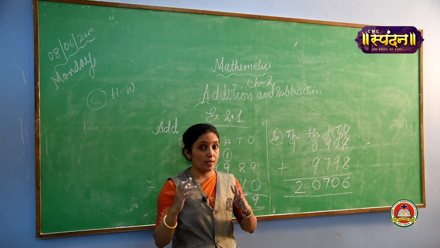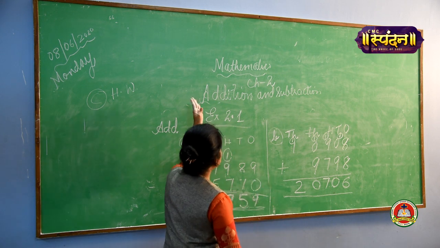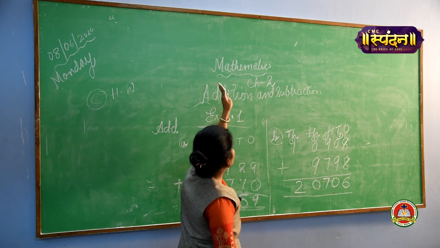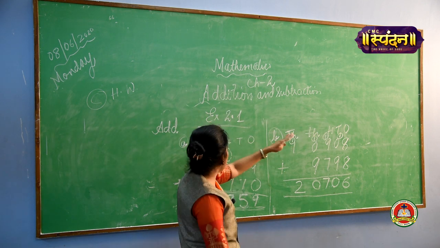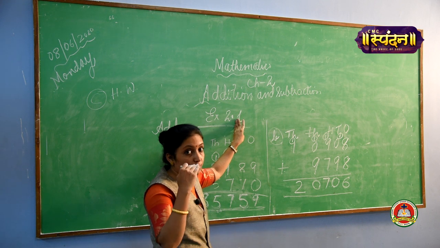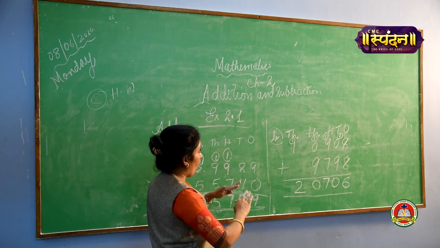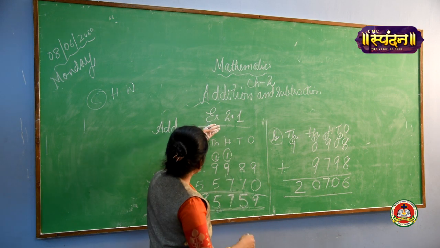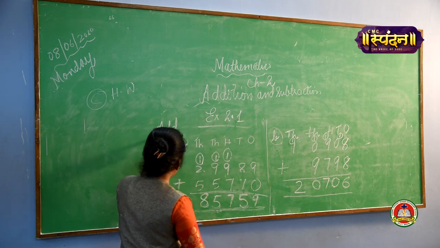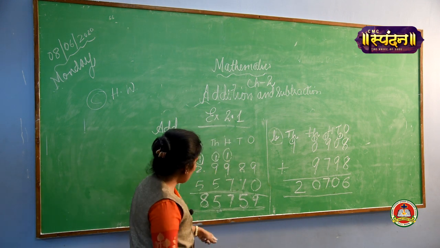So children, this was the first sum and this was the second sum, and I have already explained to you how you need to write. So once again, please listen carefully how we need to write it down. As chapter 2 is there, addition and subtraction is there, and your exercise 2.1 is there. This you have to remember, I need to write out chapter number, topic name and the next exercise. Then the question is, first one is add and then A is this one.